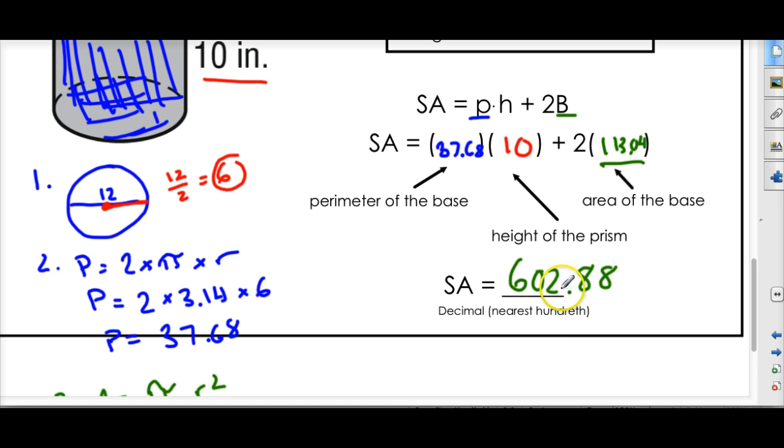602.88. Wow, that's the same answer as last time. That's blowing my mind, but it is. So, we've done it. I don't know why it worked out the same both times. We had different numbers, but it did, and that's pretty cool.